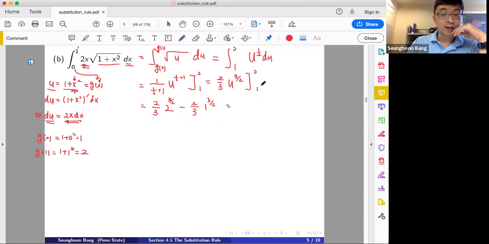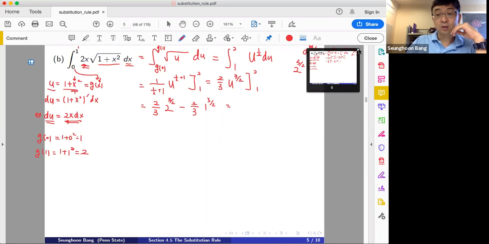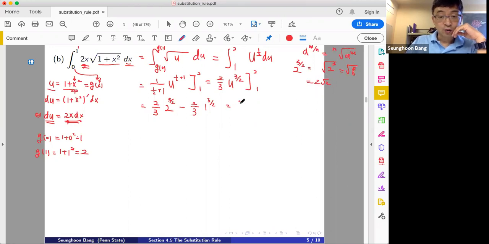And simplify. What is 2 to the 3 over 2? You can change it. Do you know this one? A to the power m over n is the same as what? The nth root of a to the power m. You can change it: the 3 is 2 cubed, and the denominator 2 goes to radical form, the square root of a. The square root of 2 cubed is 2 root 2. So this is the same as 2 over 3 times 2 root 2, minus 2 over 3 times 1 to the 3 over 2.